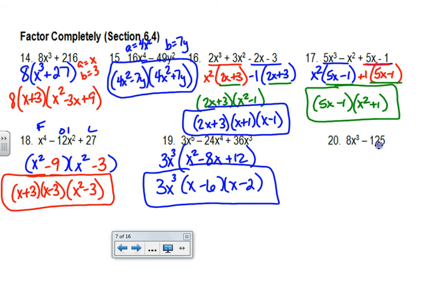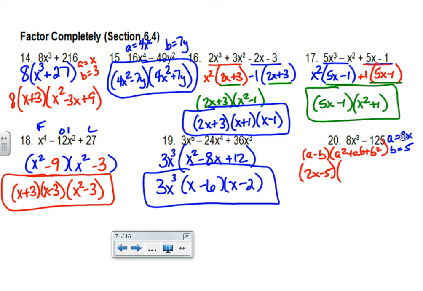And then number 20, there's no common factor, but I do notice that these are both perfect cubes if I look at the list. So when I cube root both of them, I get a is 2x, and then I get b of 5. The negative is already built into the formula. So following my cubic formula, which says a minus b, a squared plus ab plus b squared, I would do 2x minus 5.